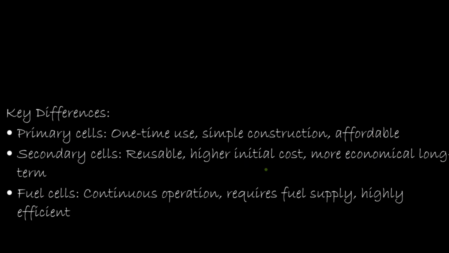The key differences between these three types of cells: the primary cell is one-time use, simple construction and affordable; the secondary cells are reusable, with higher initial cost, more economical in the long term; fuel cells are continuous operation, require fuel supply and are highly efficient.